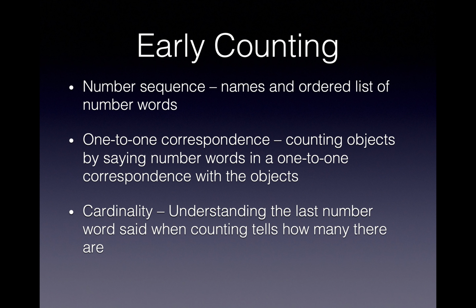Cardinality is this big idea of understanding that the last number that you say when you're counting is actually how many there are. So you'll see in some young children, they will count a set of objects, 1, 2, 3, 4, 5, 6, 7, 8. You'll ask how many there are, and they'll say 5. So that would be the child doesn't have a concrete understanding of cardinality. They understand one-to-one correspondence, they understand the number sequence, but cardinality is this idea of recognizing that the last number that you say corresponds to the number of objects in that group.